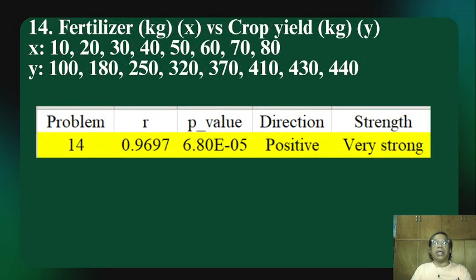Number 14, fertilizer in kilograms, that will be our X, and then versus crop yield in kilograms, that will be our Y. So those are the values of X and Y. And using Excel, R is 0.9697. The p-value is 6.8 times 10 raised to negative 5. The direction is positive, and then the strength is very strong.